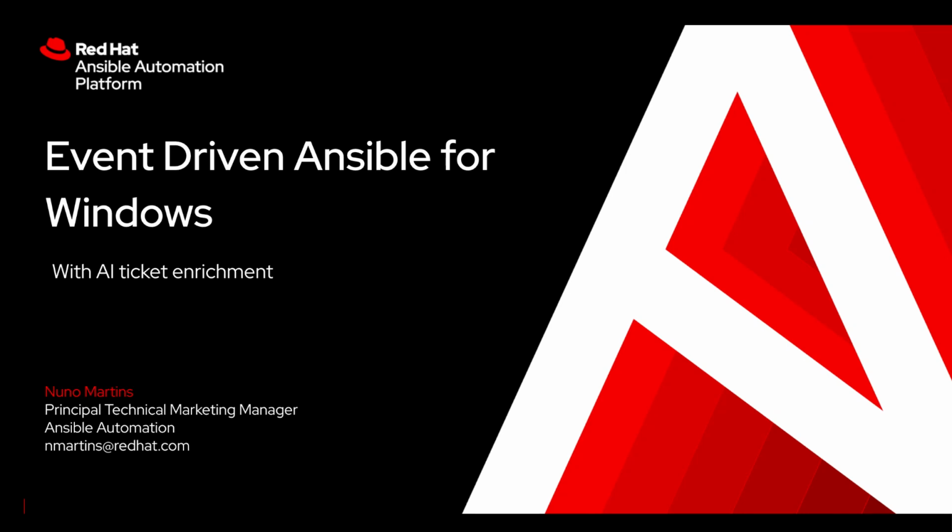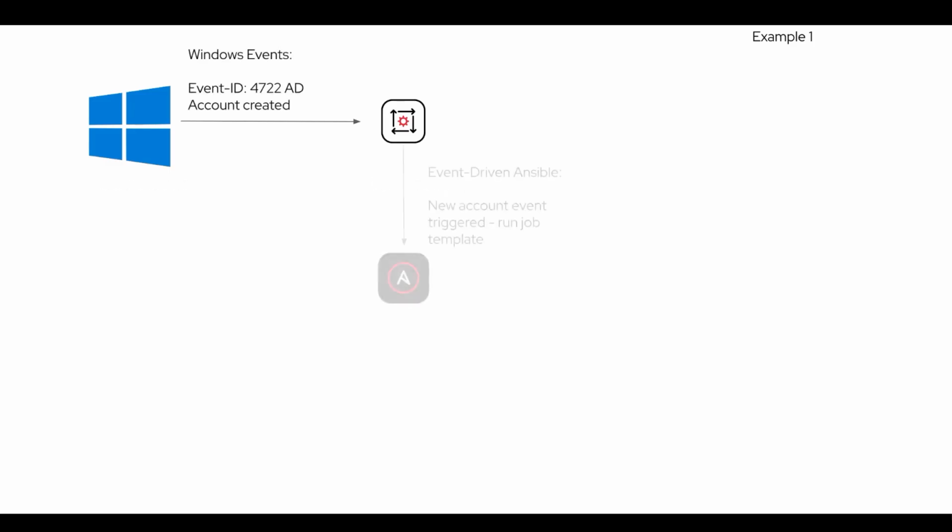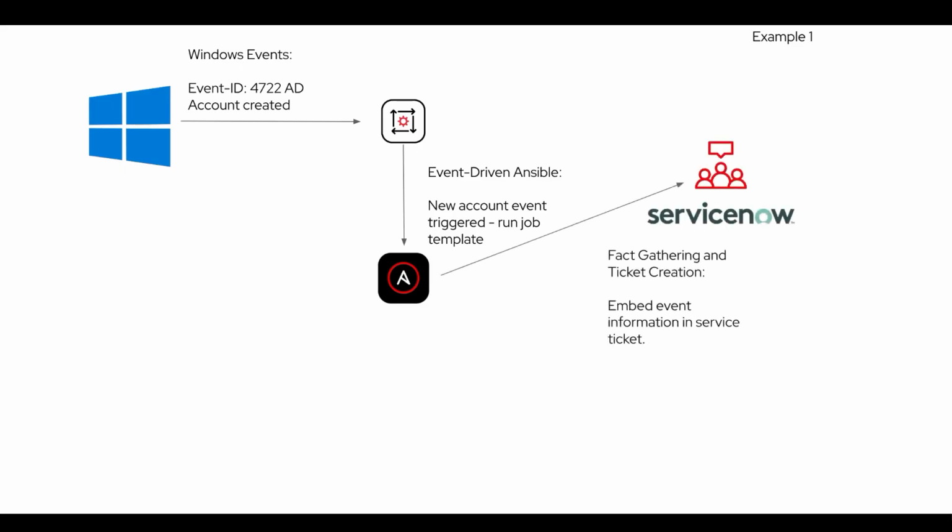Event-Driven Ansible for Windows, with a little bit of AI for some ticket enrichment. So let's go and have a look at what we want to do. We have a Windows system, we have EDA controller. We're listening for Windows events. When someone creates an AD account, we will pick up that event. We will then run a job template from our automation controller and we'll build out a ticket.